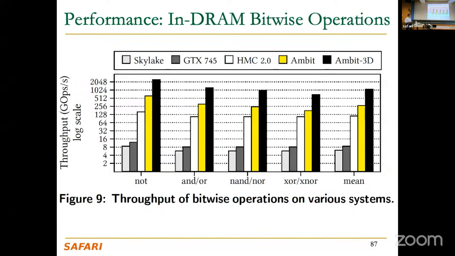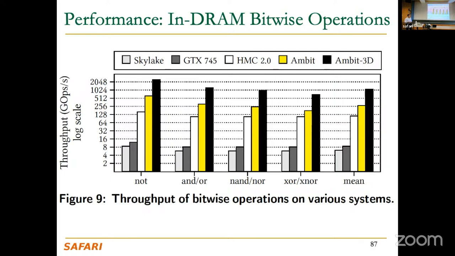This is what Emmett is showing in terms of throughput. This is a log scale. As you can see, you get really high throughput compared to a baseline CPU and a GPU. You can consider this like a proximal memory solution. And this is Emmett using a 3D stack memory.